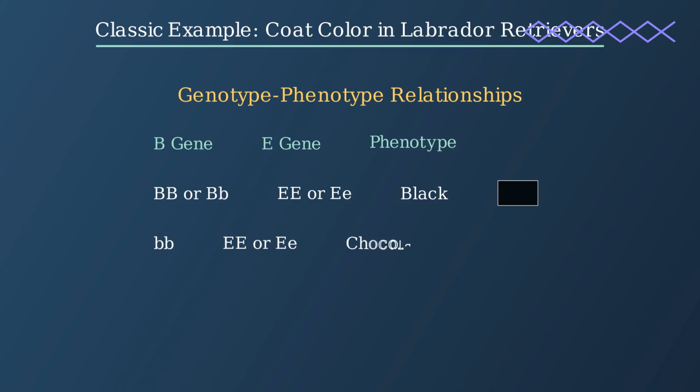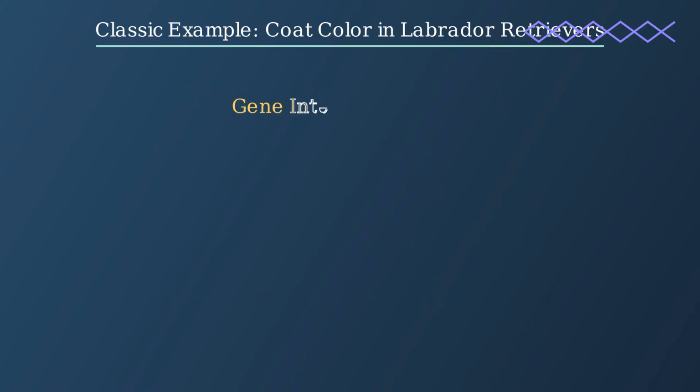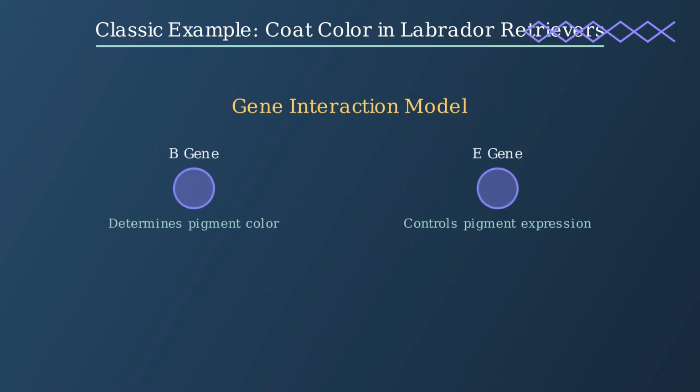Dogs with two recessive B alleles, but at least one dominant E allele, will have chocolate coats. And any dog with two recessive E alleles will have a yellow coat, regardless of their B gene status. Let's look at how these two genes interact to produce a single phenotypic trait. The B gene determines the pigment color, while the E gene controls whether that pigment is expressed. Together, they determine the final coat color.